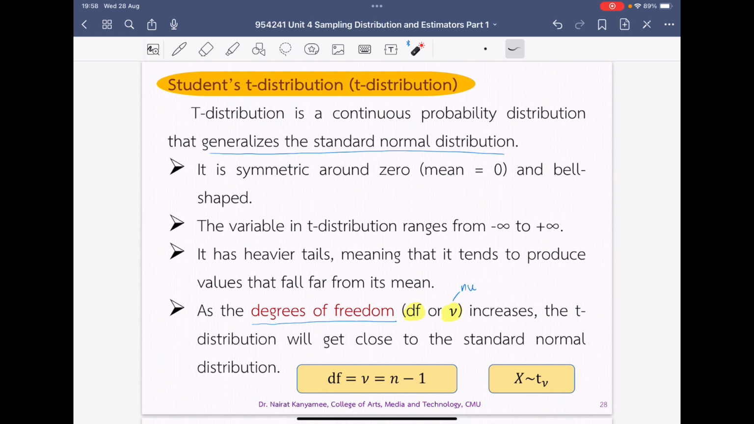If x follows the t distribution, we write X follows t with a subscript of nu. For the normal distribution, it's N with mu and sigma. For the t distribution, it's just t with the degrees of freedom.